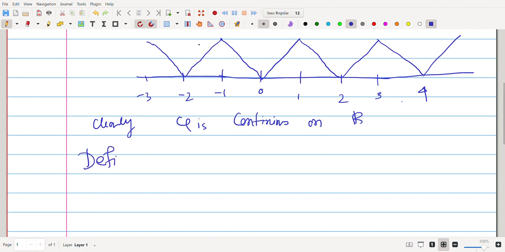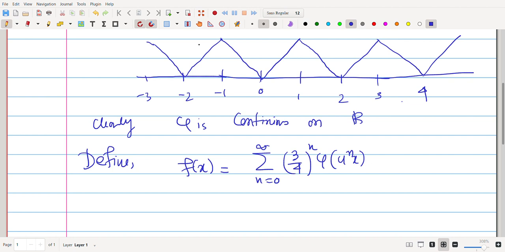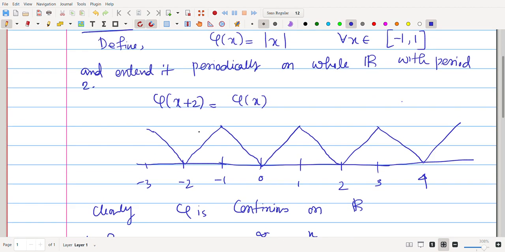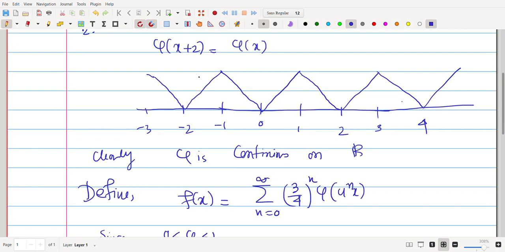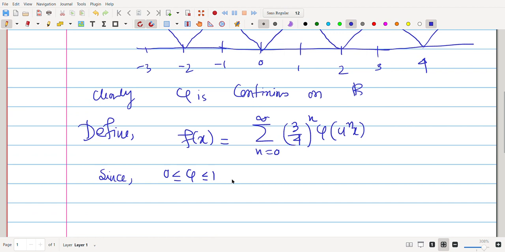Now define another new function f(x) equal to the summation n equal to 0 to infinity of (3/4)^n phi of 4^n x. Since 0 is less than or equal to phi is less than or equal to 1, because phi of x is actually mod x and I periodically extended it on R, so phi lies between 0 and 1 for any value of x.